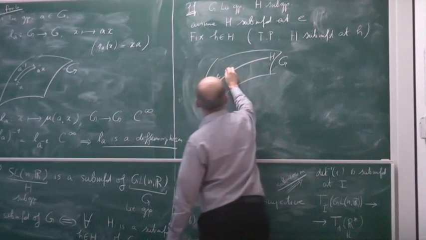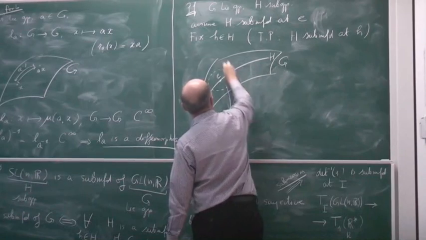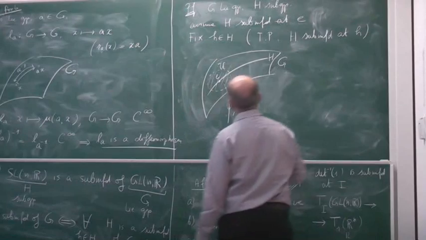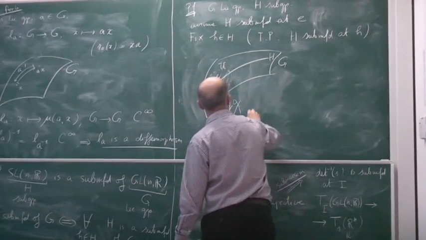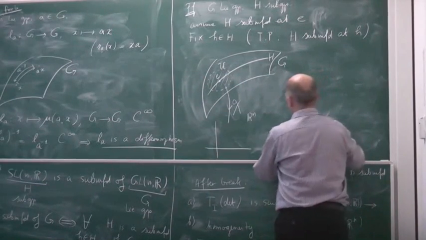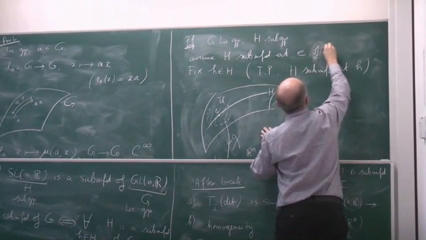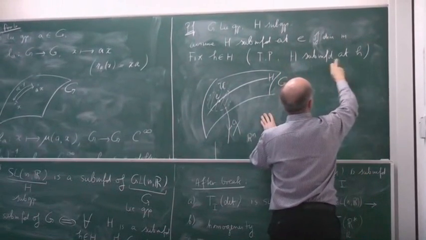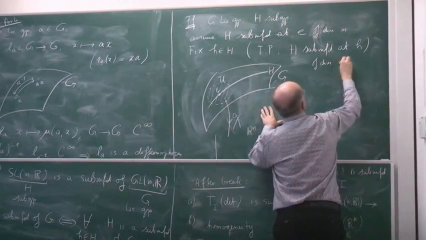That means that there is a chart around the identity element, say chi, on an open neighborhood U. Chi should really be a chart to some R^n. So I could refine this a little bit. H is a submanifold at e of dimension, say, m. Then the claim is that this is a submanifold at h of the same dimension m.